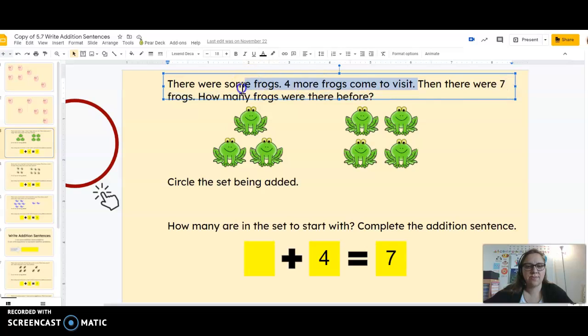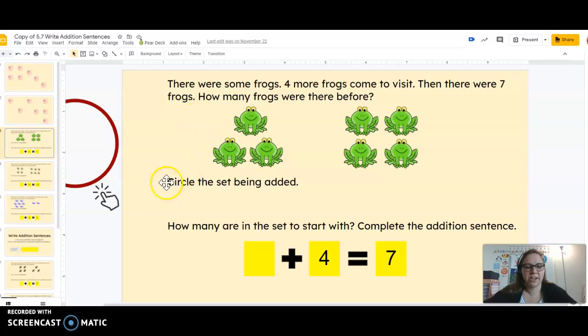Then there were 7 frogs. So now I know all together there are 7 frogs. How many frogs were there before? Now I have to find out how many frogs are in this set.